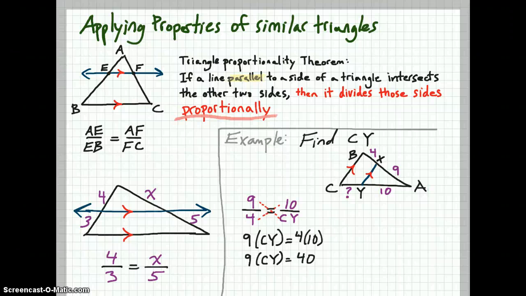And then why don't you go ahead and do the last step to solve. We should do what to both sides? Divide. On the left side, they cancel out. We're left with CY is equal to 40/9, or what would that be as a mixed number? How many times does 9 go into 40? It's got to go in there at least 4 times, because 4 times 9 is 36, so how many remainder units do we have? 4/9. So 4 and 4/9.